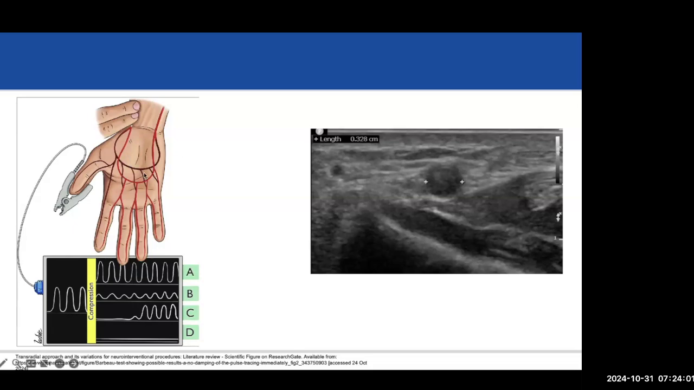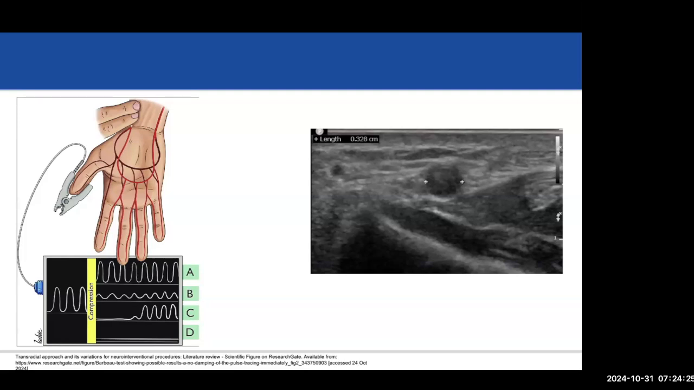And in C, there's a complete loss initially, but after 2 minutes, the waveform returns. However, this is usually regarded as not well collateralized. And the last one is the D waveform, in which there's no return of the waveform after 2 minutes.